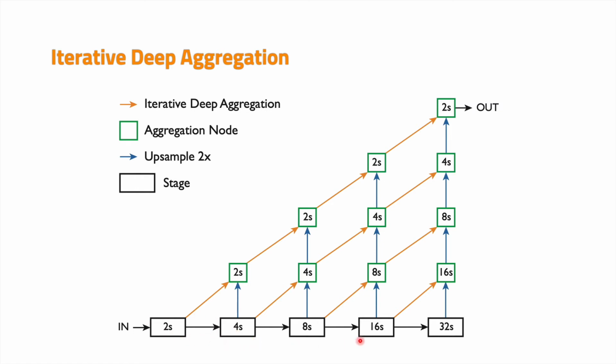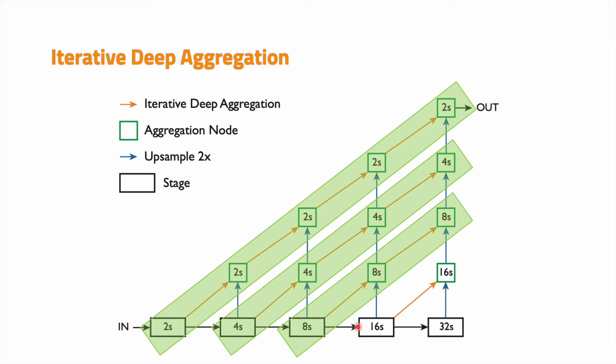Here, those black boxes are different levels of the original classification network, and the number means the ratio of downsampling. You can see here each green box represents an iterative deep aggregation, and we repeatedly use this iterative deep aggregation until we get the desired output. Here the output is a downsample of the input image by a ratio of 2.